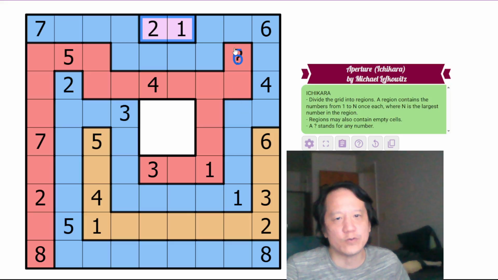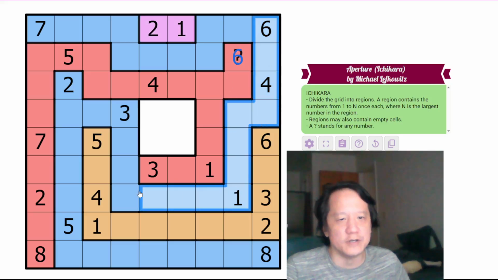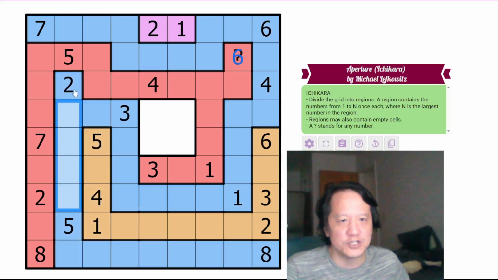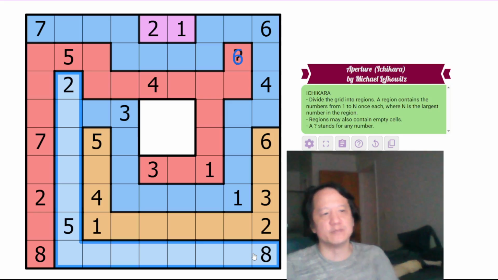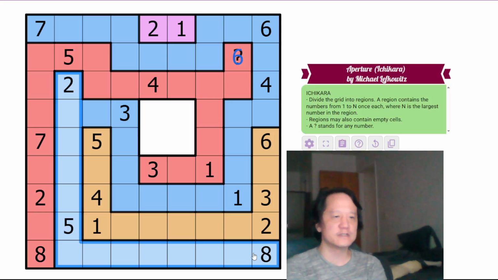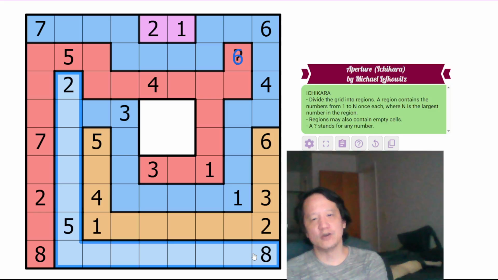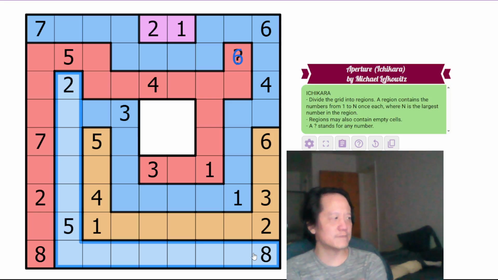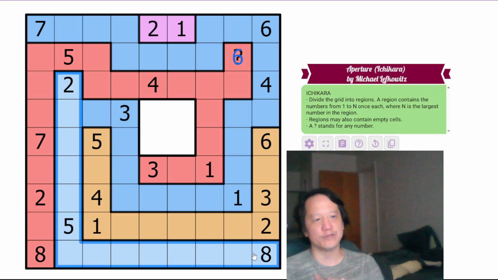Yep, fairly straightforward. I've gotten really good at looking at orthogonally connected regions, and that's what Ichikara really does. It's very similar to chaos construction in a sense, in that you have to come up with these regions to bound digits from 1 through 9.